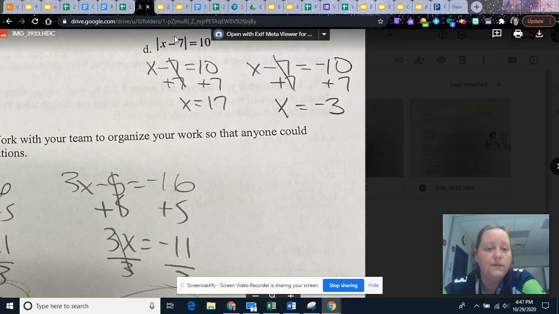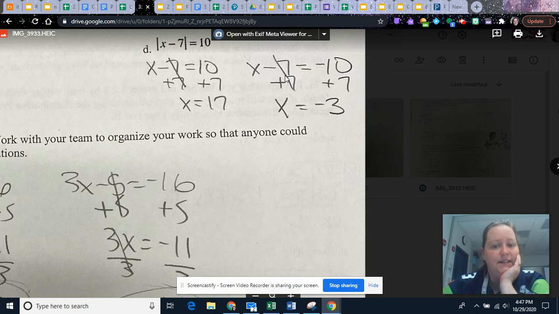However, what's on the inside could also equal negative 10, because if you did x minus 7 and got negative 10, then when you took the absolute value of it, it would give you positive 10. Let me show you what I mean.